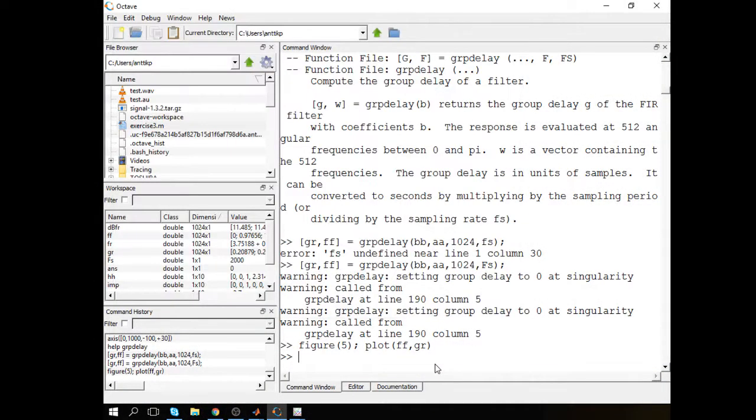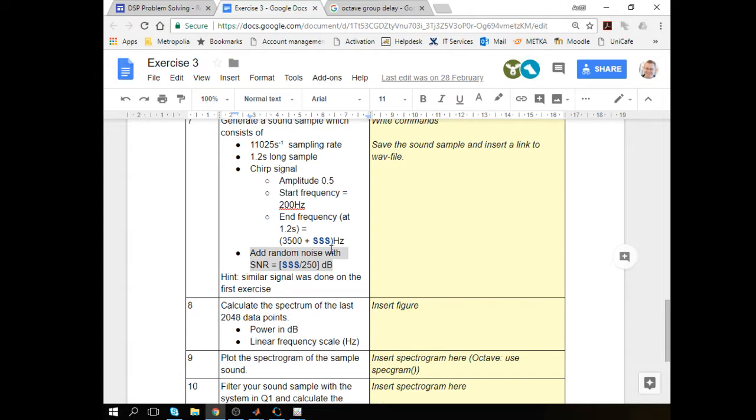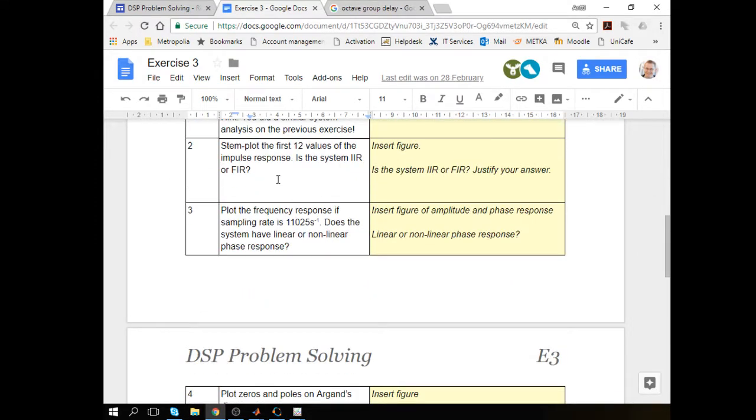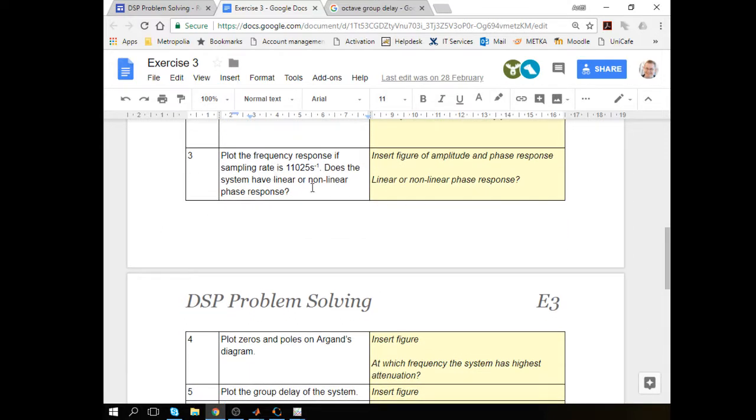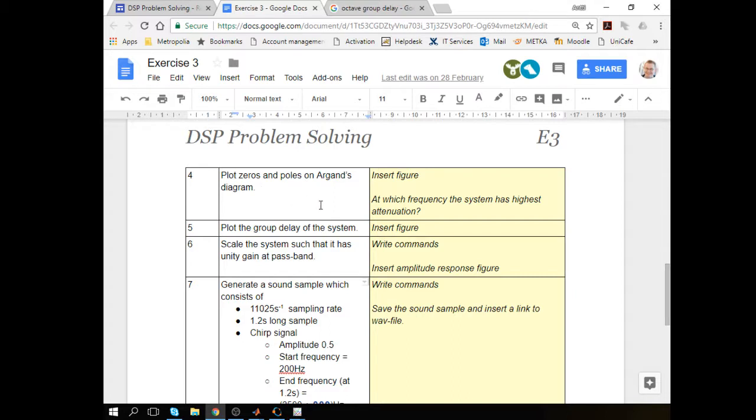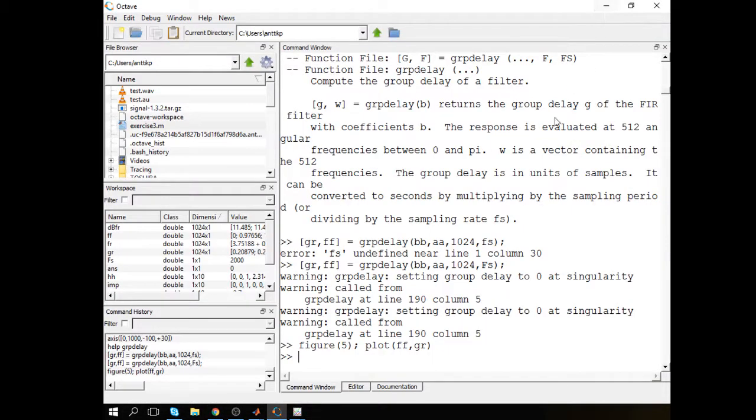So, let's see. Let me go fast and see what I have done here. What kind of damage I have done here. So, stem plotting the impulse response, plotting the frequency response, zeros and poles, at which frequency the system had the highest attenuation, so you need to actually find the frequency.